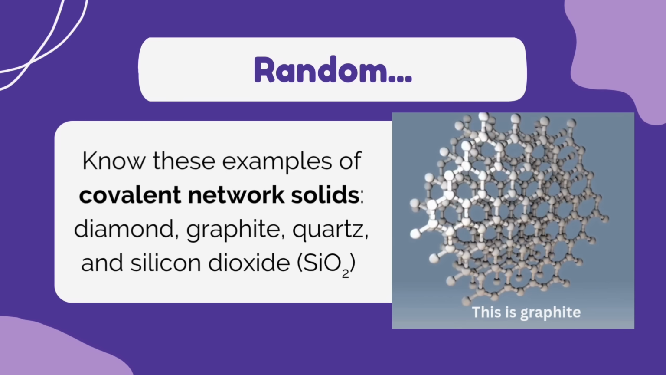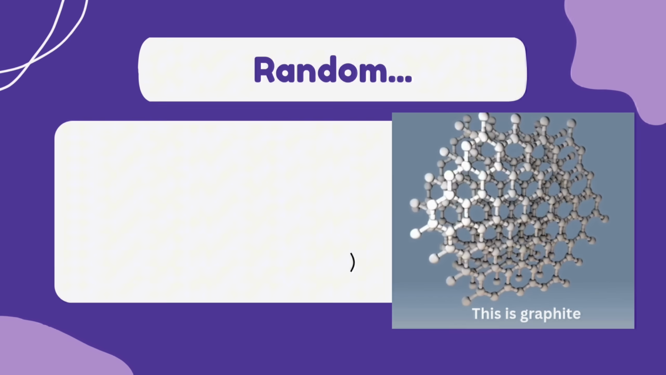For some reason, that's the one that we keep seeing on the FRQ. So know that that is a covalent network solid, and that's going to be the reason it's going to have a much higher boiling point compared to just a typical covalent molecule.